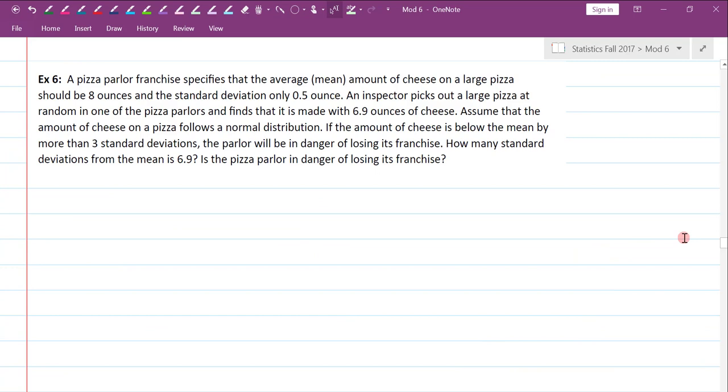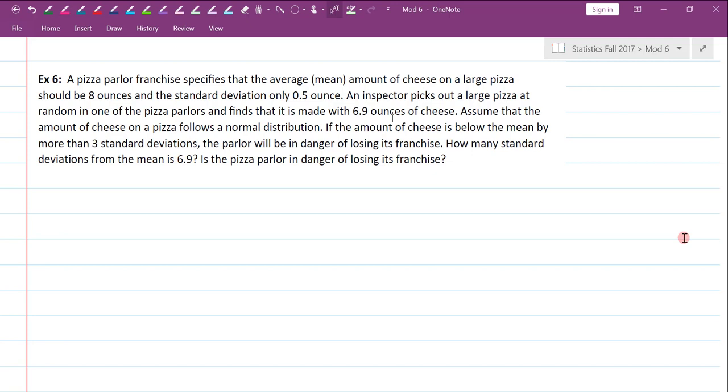Okay, a pizza parlor franchise specifies that the average or mean, okay, average, mean, expected value, all meaning the same thing, amount of cheese on a large pizza should be 8 ounces and the standard deviation only 0.5 ounces. An inspector picks out a large pizza at random in one of the pizza parlors and finds that it's made with 6.9 ounces of cheese, okay? Assume that the amount of cheese on the pizza follows a normal distribution. If the amount of cheese is below the mean by more than 3 standard deviations, the parlor will be in danger of losing its franchise. How many standard deviations from the mean is 6.9? Is the pizza parlor in danger of losing its franchise?